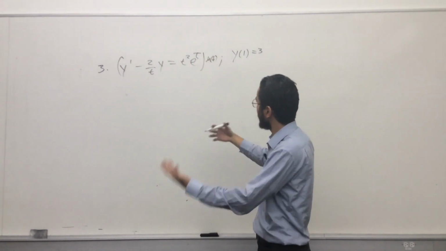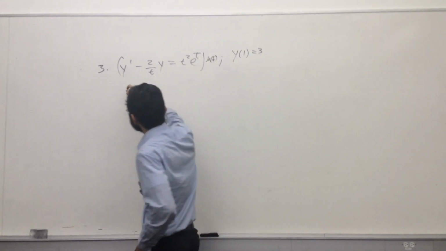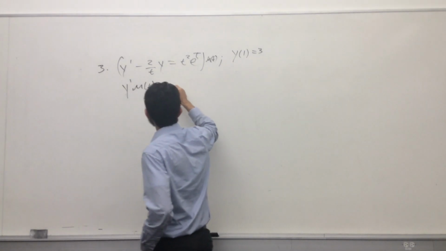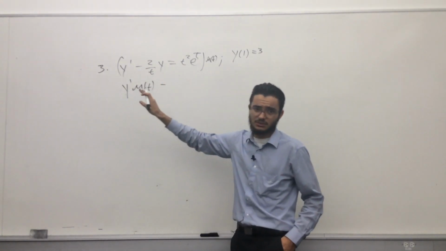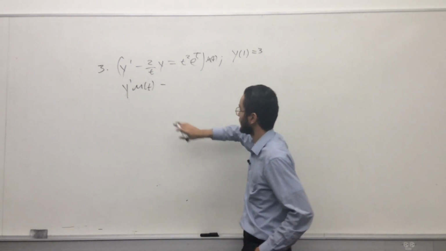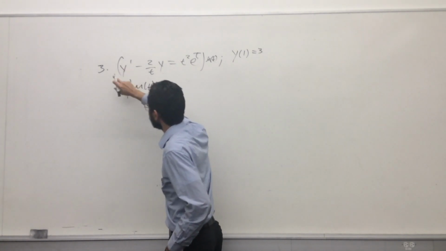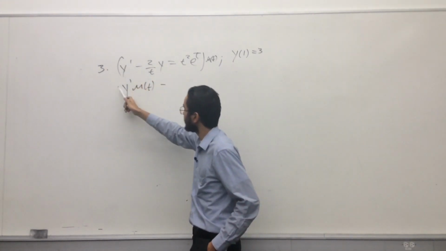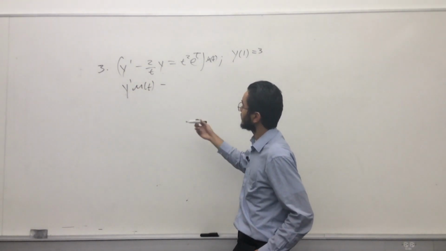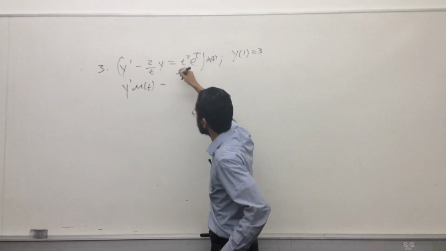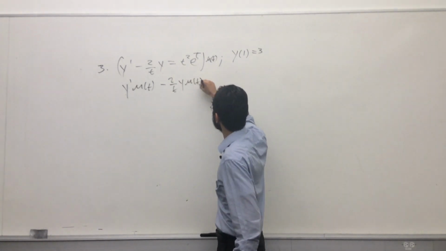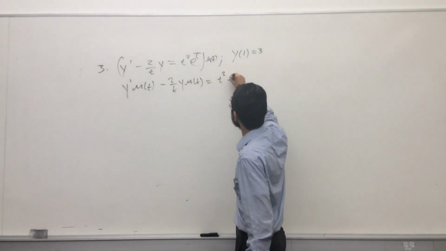So let's multiply all of this by some function mu of t. Just watch carefully. I'm just going to distribute this. By the way, this is already in standard form, so you don't have to do anything, because the y prime, the highest order derivative, does not have anything in front of it. So this will be minus 2 over t y mu of t equals t squared e to the t mu of t.